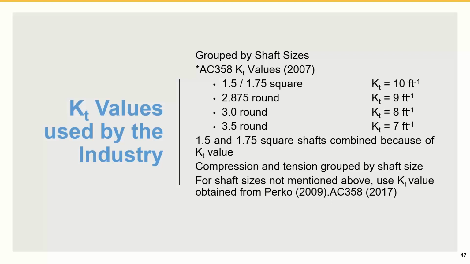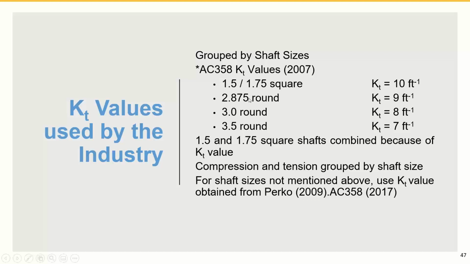And if there is any shaft in between, you can use the equation in AC58 to come up with that KT value. But if you have a shaft size larger than 4.5 inch, it is outside of the scope of AC58. So these are the KT values used in the helical pile industry today.